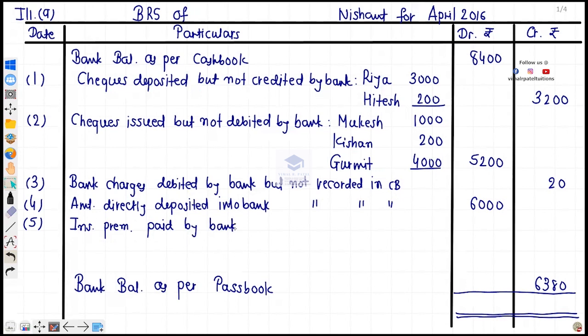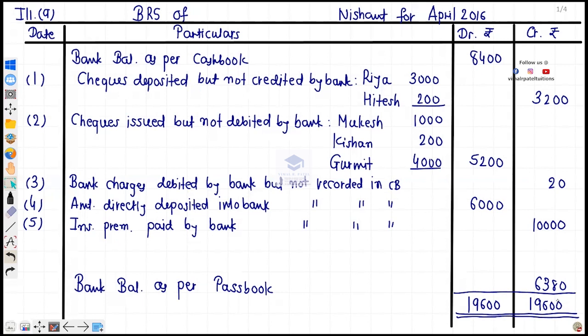Insurance premium paid by bank but not recorded in cash book. That is 10,000. Now you can check. Total of both the side will be equal. 8,400, 5,200, 6,000, 19,600. $19,600. Clear? Very good.